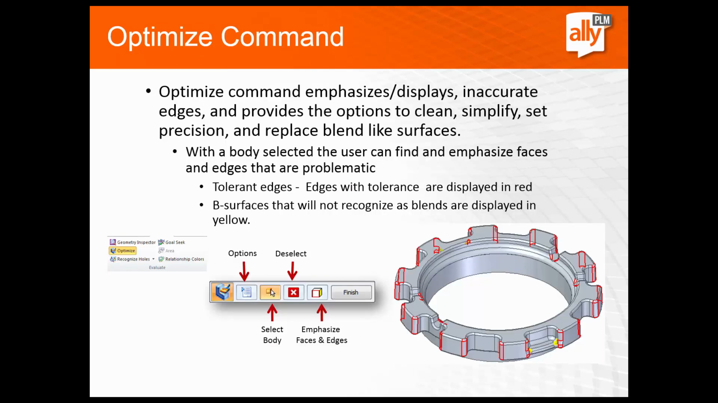The optimize command helps emphasize or display our inaccurate edges. It also provides the options to clean, simplify, set precision, and replace blend-like surfaces. When you select a body, you can then find and emphasize the faces and edges that are problematic. There's an option on the command bar to turn on tolerant edges. This will display the edges with tolerance in red on your model. If you have any B surfaces that are not recognized as blends, they'll be displayed in your model as yellow.